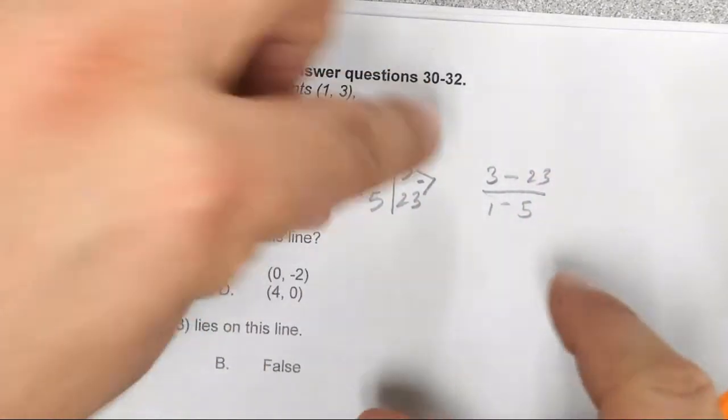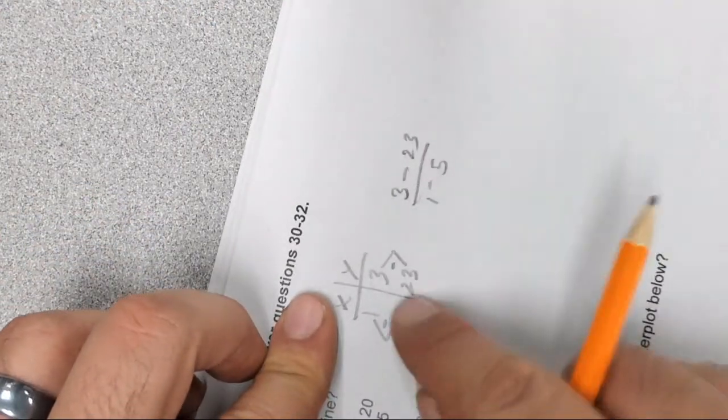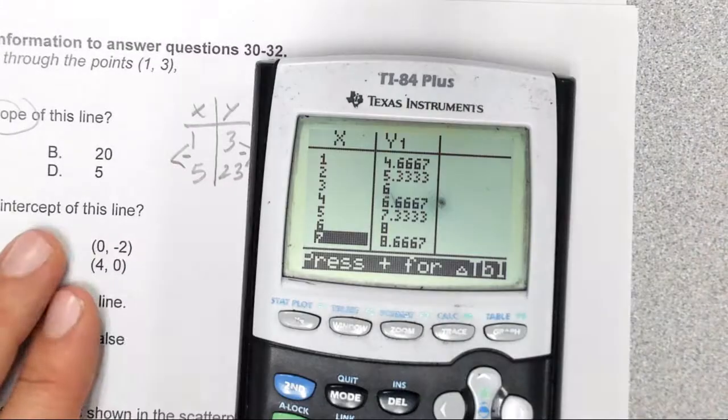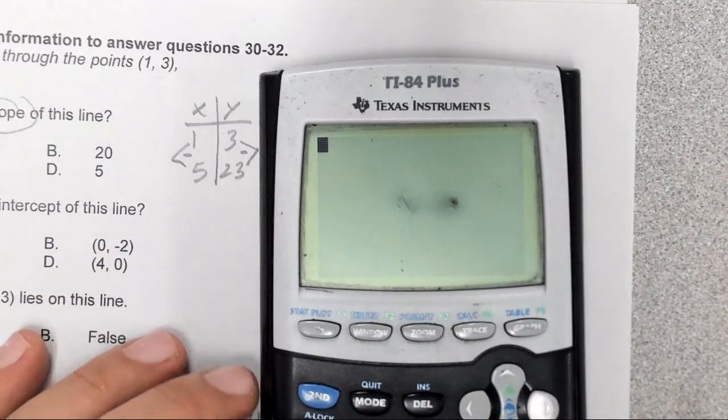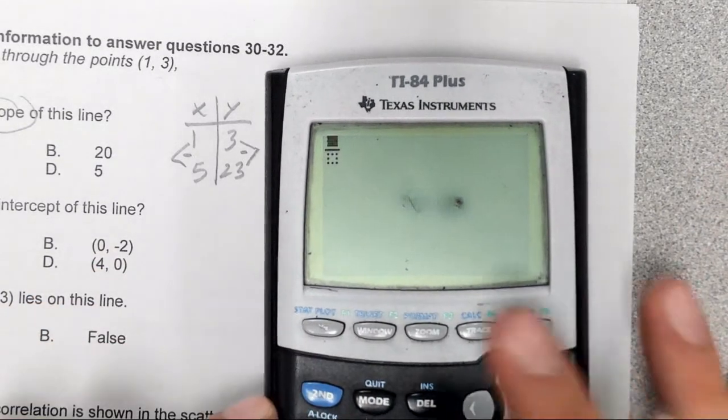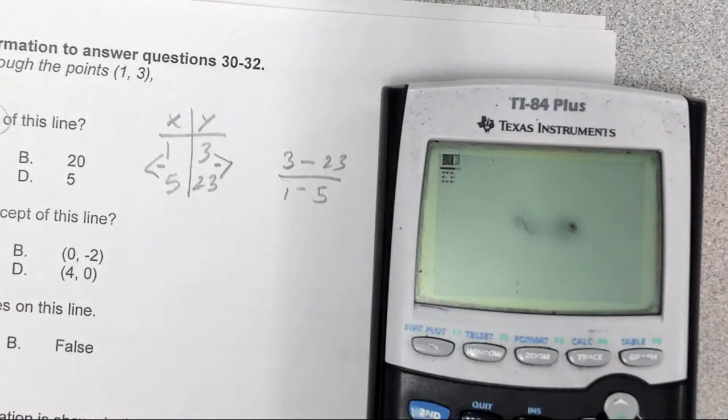So take the whole thing, switch it over here, 3 minus 23, 1 minus 5. Then do that in the calculator. Alpha y equal to answer gives you the fraction. 3 minus 23, 1 minus 5. Slope is 5.